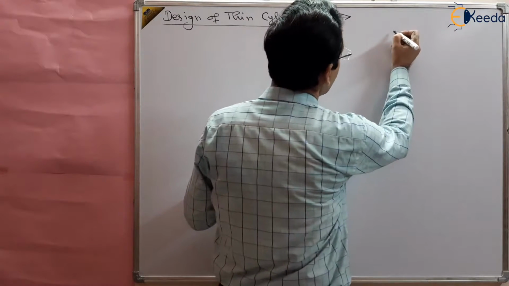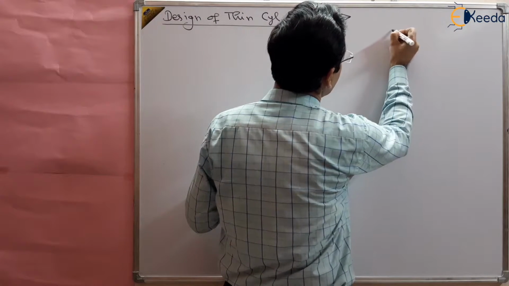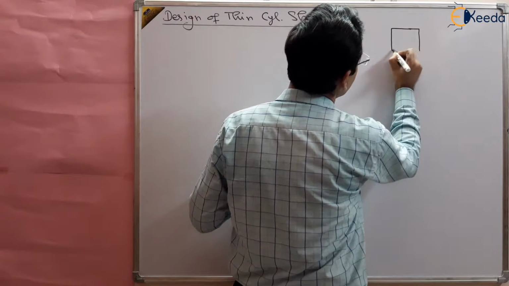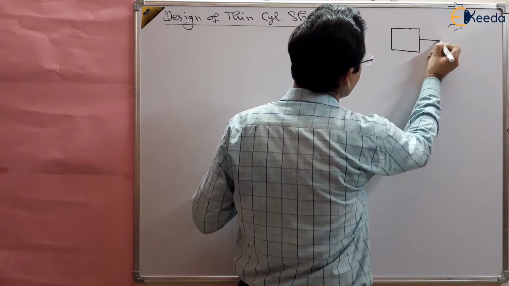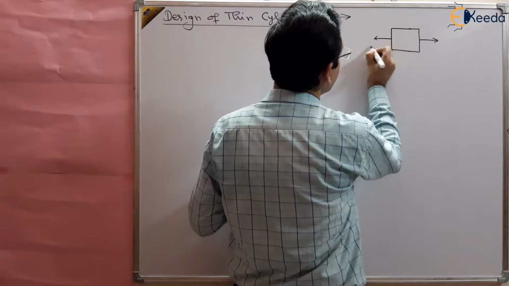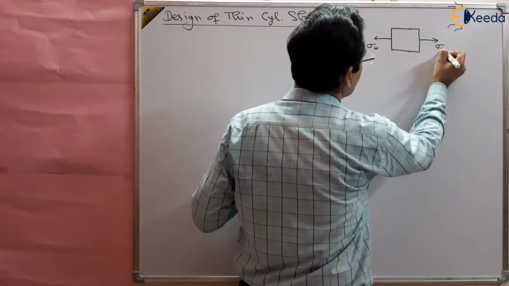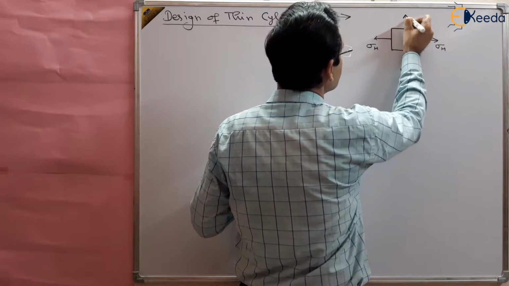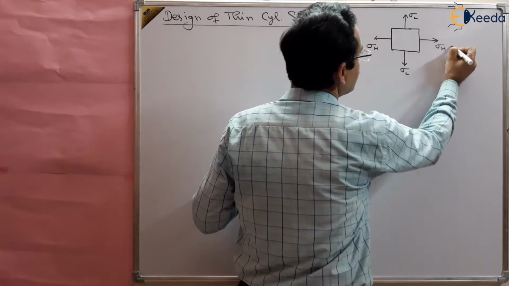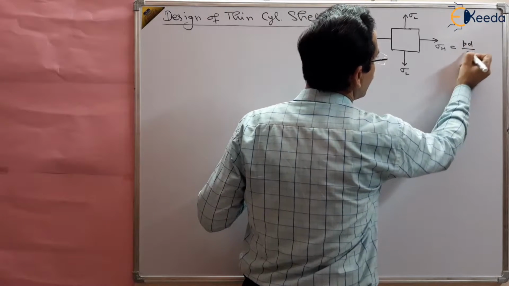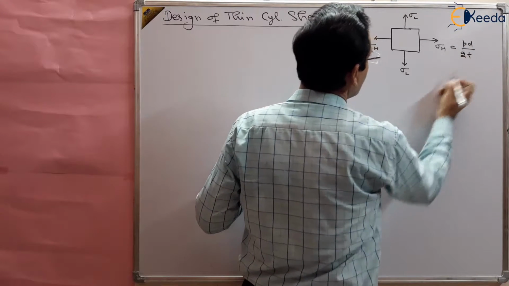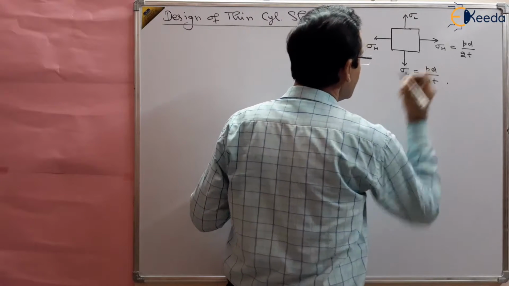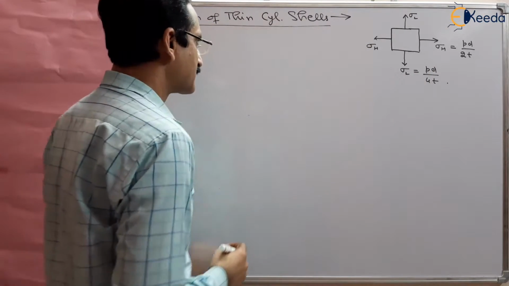So the stress element on any material of the cylinder will be like this. On one side there will be hoop stress, and on another plane perpendicular to this there will be longitudinal stress sigma L. Its value is PD by 2T, and the hoop stress value is PD by 4T, right? So this was the stress condition.